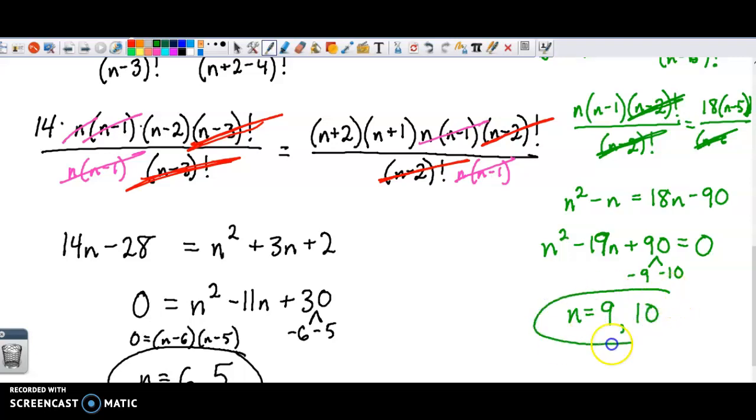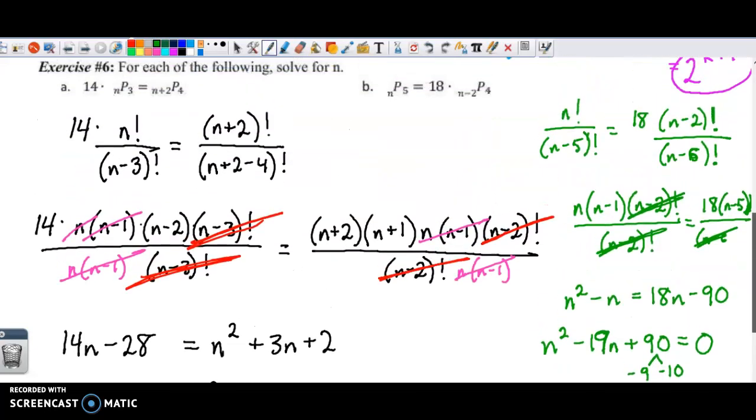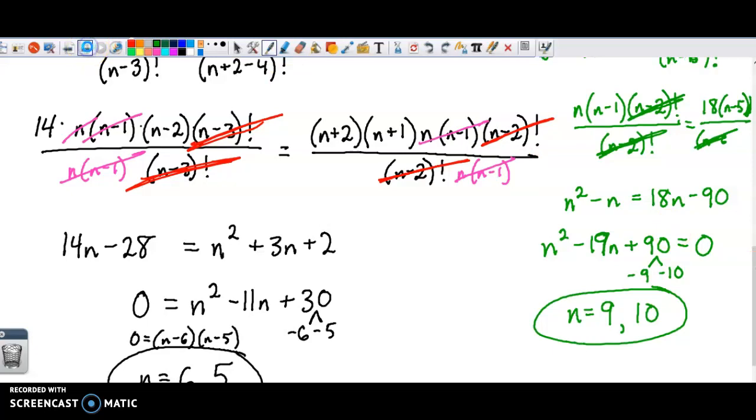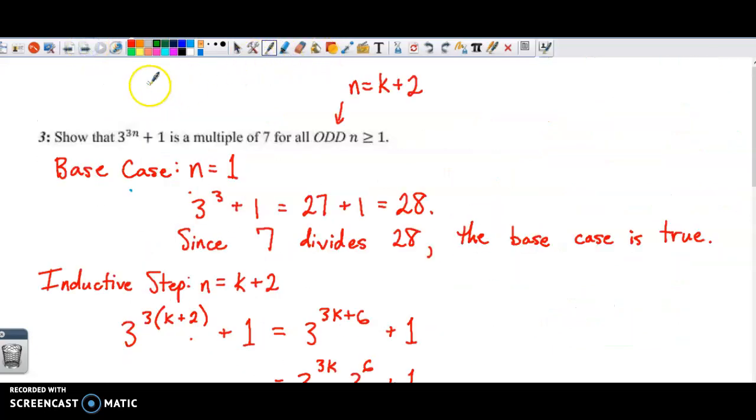Now just as a heads up, when you get to the homework, you might get some extraneous solutions because they have to work in the context of the problem. And for your homework, I'm only asking you to do number 4.